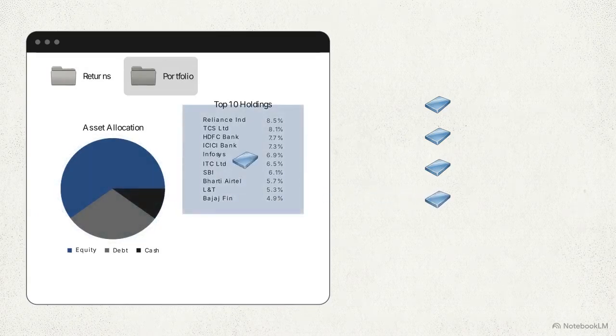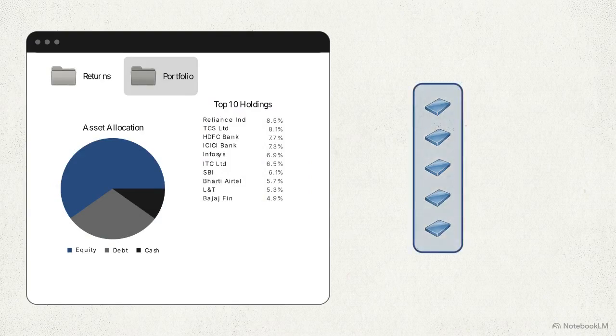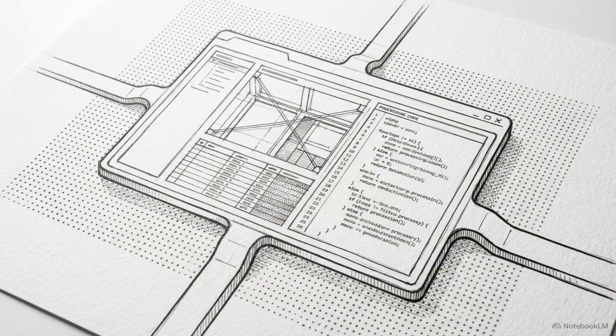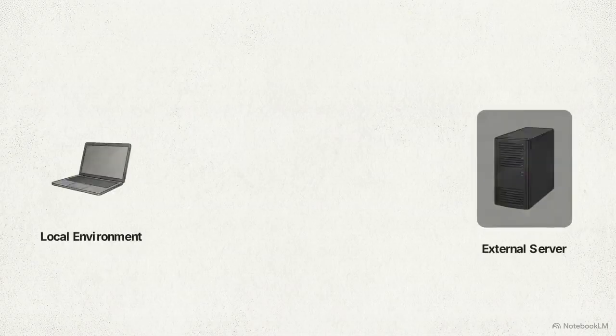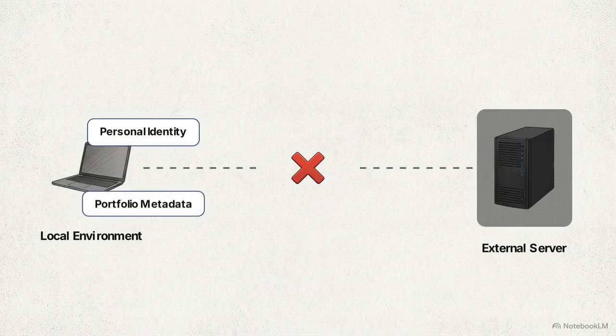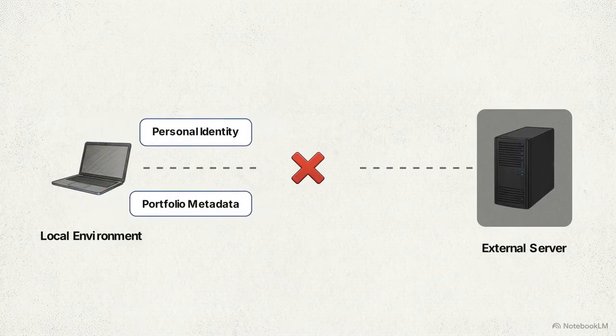The tool also pulls the asset allocation breakdown and the specific weights of the top 10 stock holdings. This extraction and prompt assembly sequence executes locally within the browser. Zero transmission protocols ensure that no personal identity or portfolio metadata is sent to an external server.